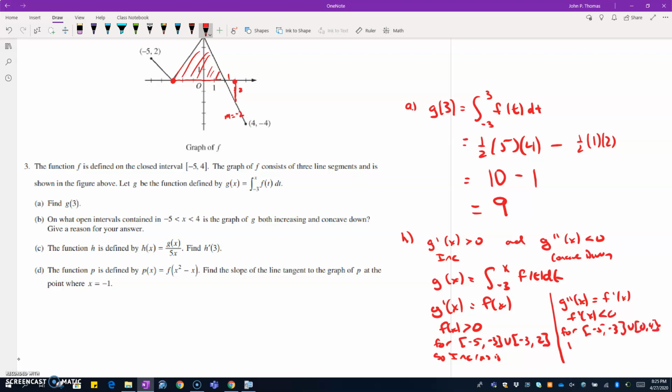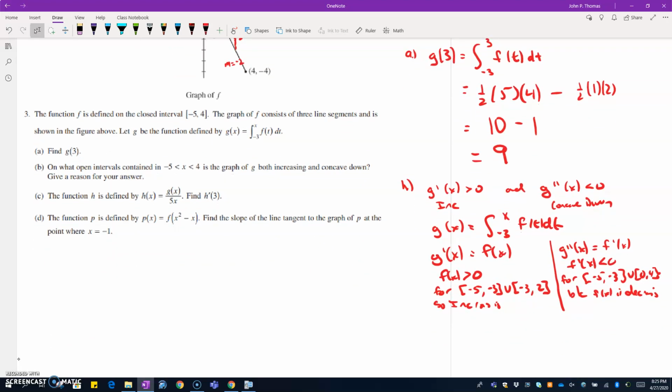And the reason why is because f of x is decreasing. So it's decreasing, which means that the derivative is negative. Now, it asks for spots where it was both.